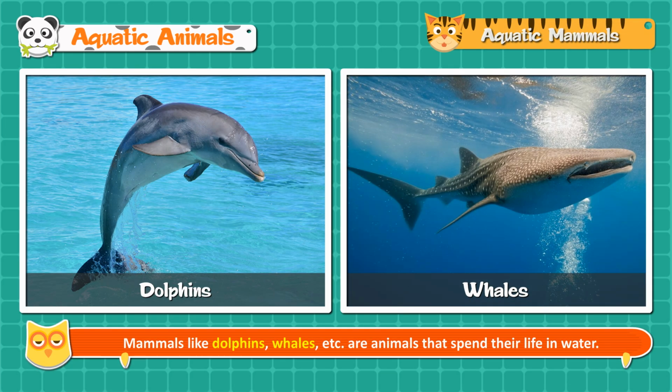Aquatic mammals. Mammals like dolphins, whales, etc. are animals that spend their life in water. They have smooth and streamlined bodies with little hair and no external ears. They also have strong and rigid fins that help them to swim. They breathe through lungs.